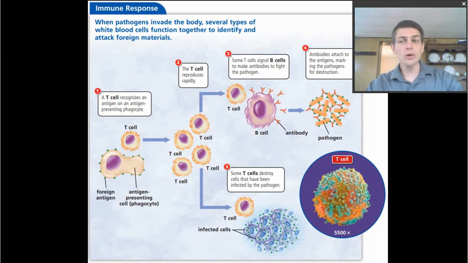And in the real world, immunity can get a lot more complicated than this, but this is a good general overview for you to understand how it works. And it's pretty cool stuff. It's amazing that God gave us this to protect us from disease.